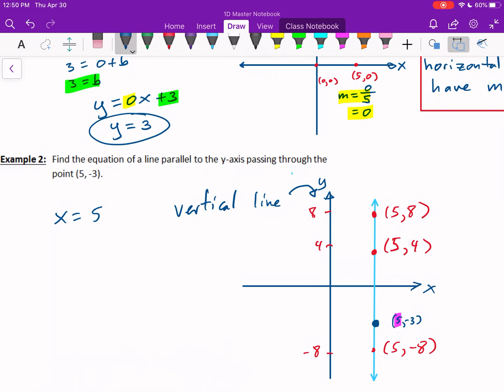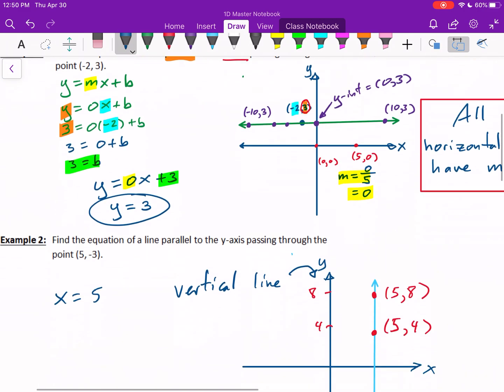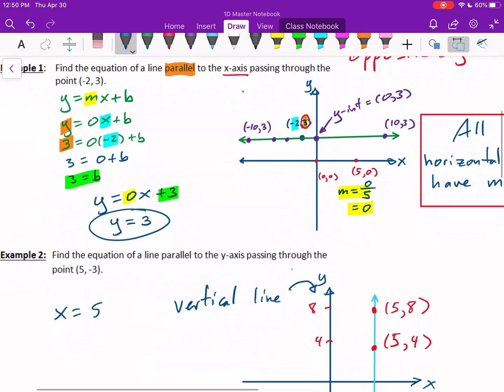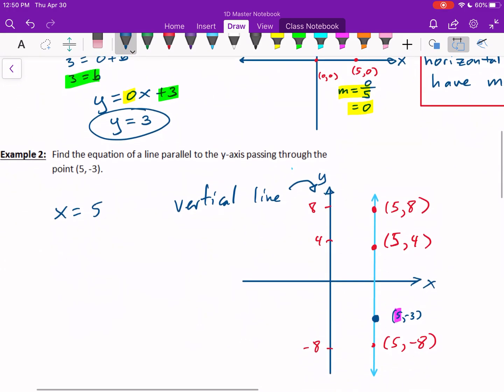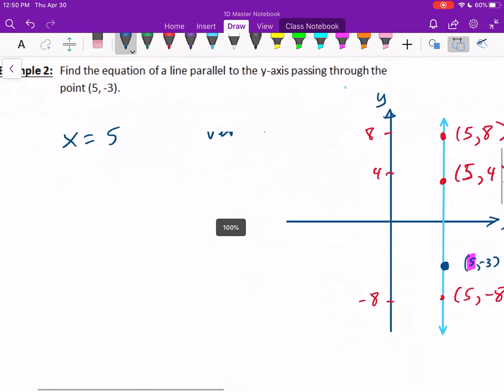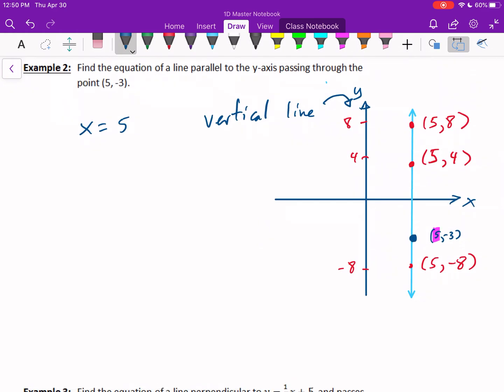We know that perpendicular lines have negative reciprocal slopes. Let's use that, because horizontal lines and vertical lines are perpendicular to each other, aren't they? Think about that. Horizontal lines and vertical lines are perpendicular to each other. So if I know that the slope for a horizontal line is 0, then the slope for a vertical line must be the negative reciprocal of that.